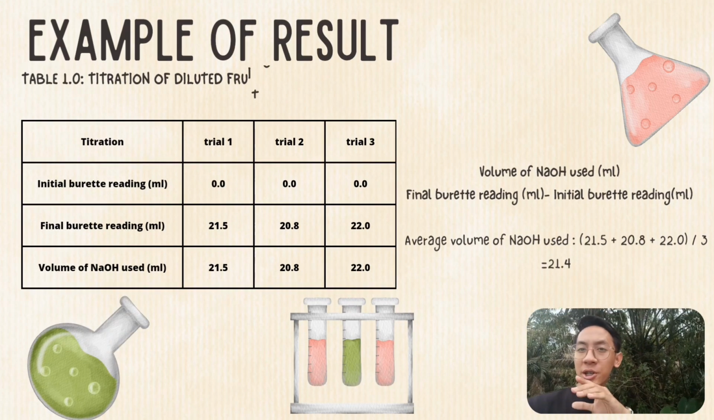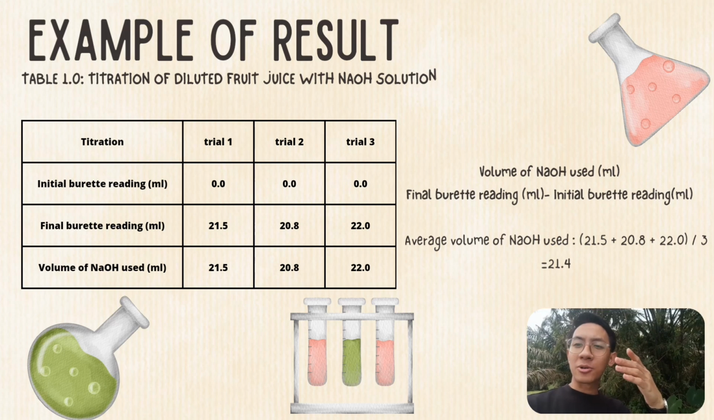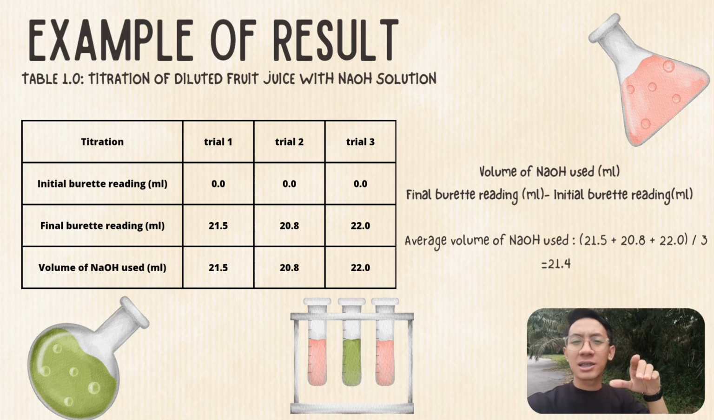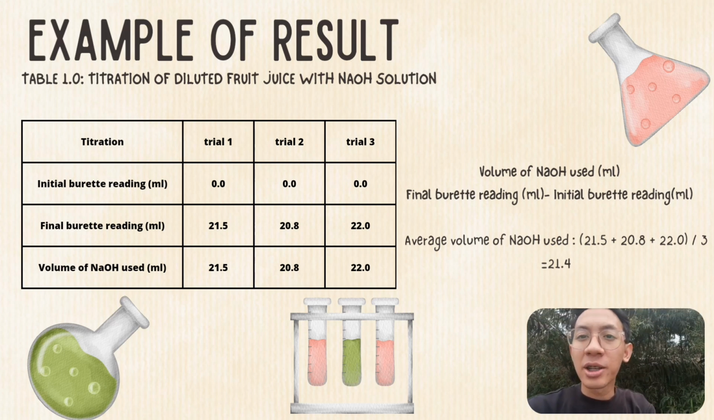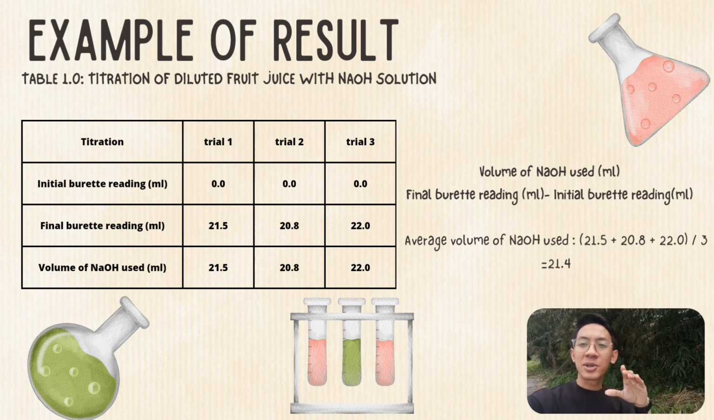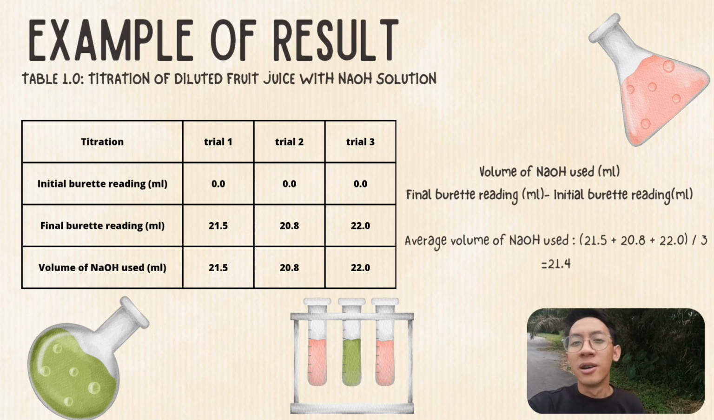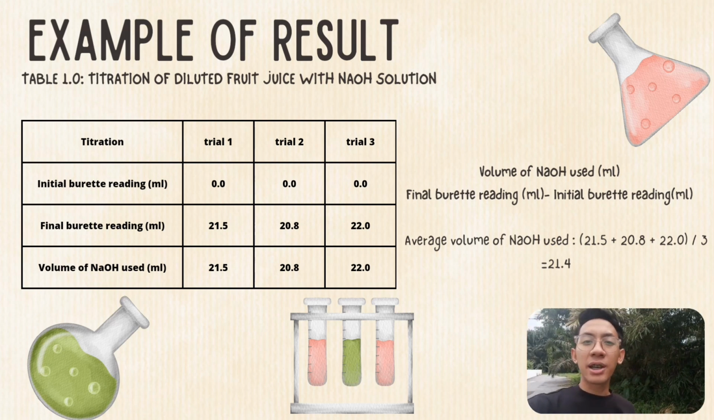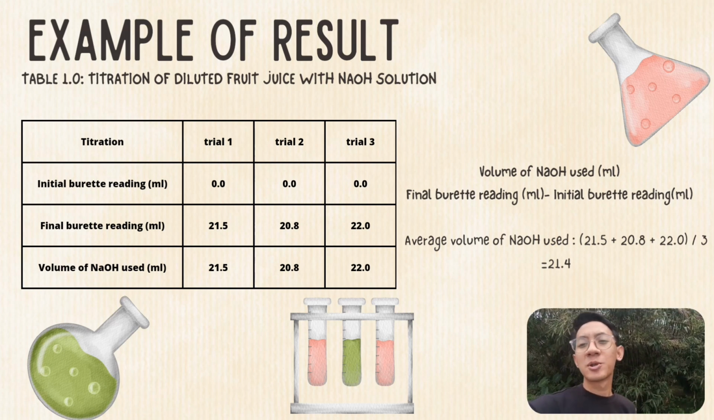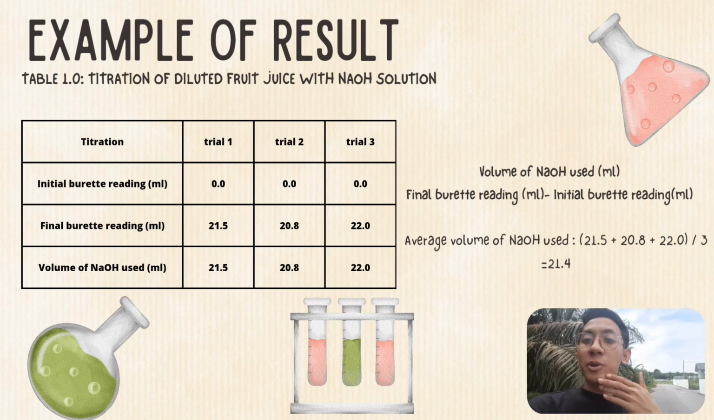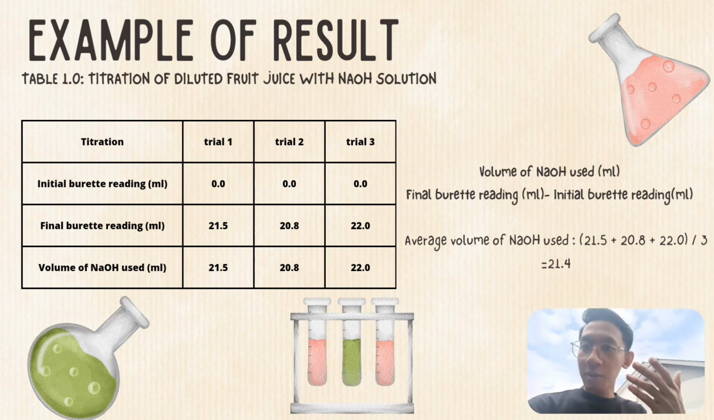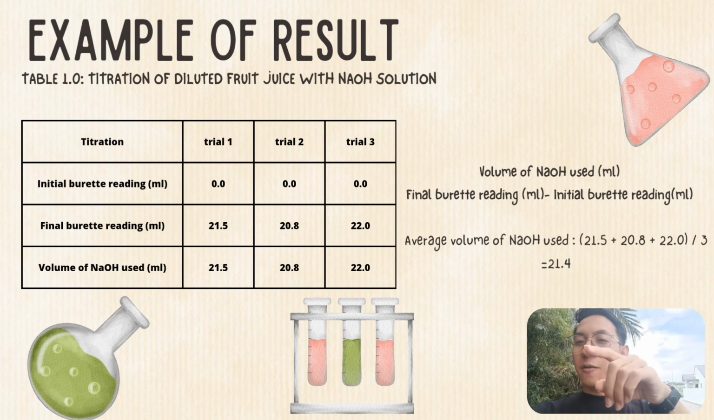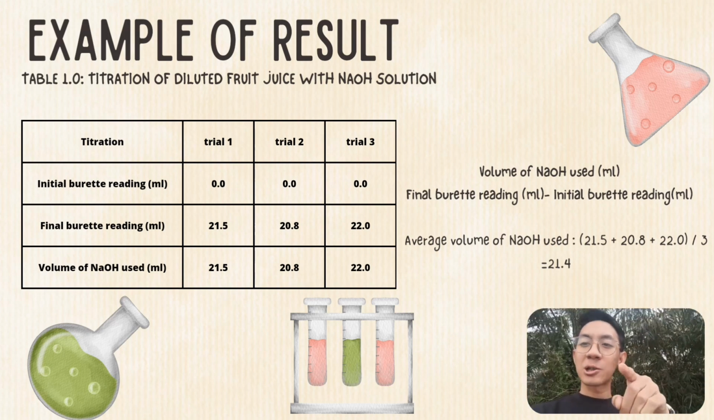Example of result. Table 1.0: Titration of diluted fruit juice with sodium hydroxide solution. From Table 1, we can see that the results from these trials are very close. For trial 1, the volume of sodium hydroxide used is 21.5 ml. For trial 2, we got 20.8 ml, and for the third one we got 22.0 ml. And we can get the average volume of sodium hydroxide used by using this formula. So at the end, the average volume of sodium hydroxide used is 21.4.